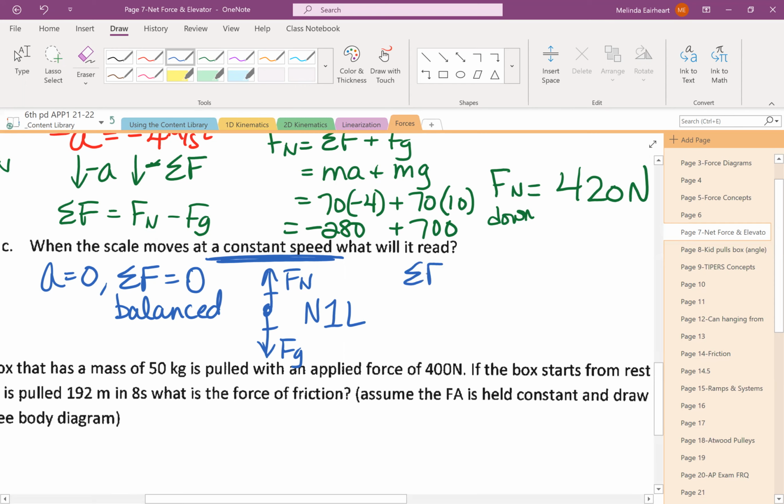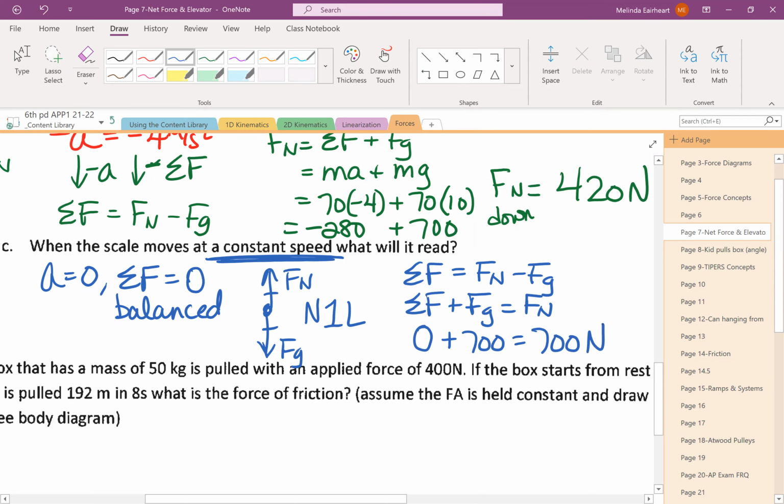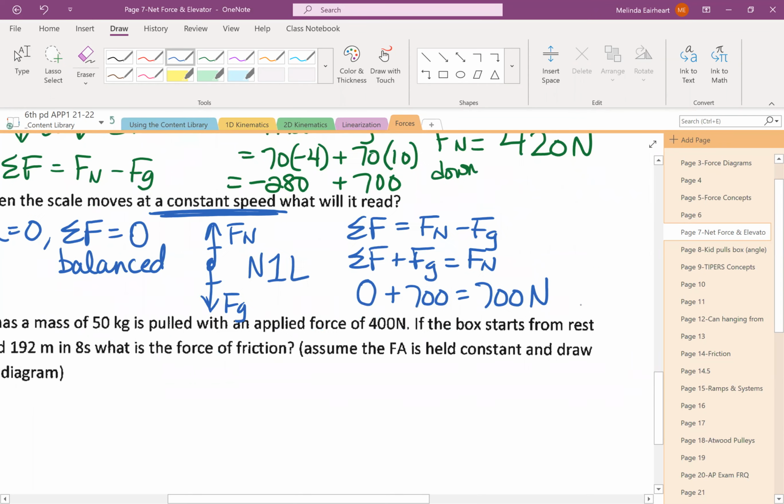And so watch this just as an option. We said Fn minus Fg, up minus down. Solve it for Fn. This is all the same as before. But now Fnet equals 0 plus your 700. So normal force would equal 700. It's the same as if I was just standing on the ground, standing on the scale. Okay? Again, these are the two states of equilibrium, at rest or constant velocity. Everybody good?